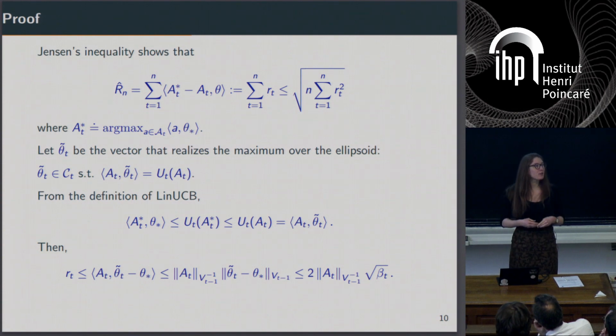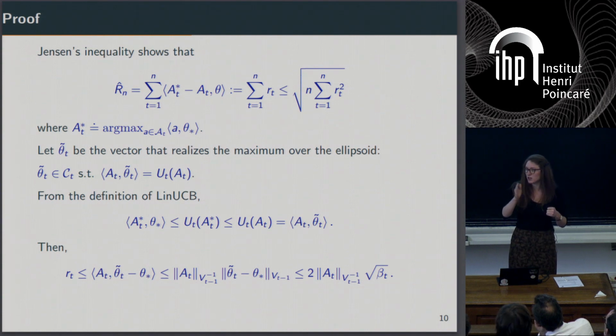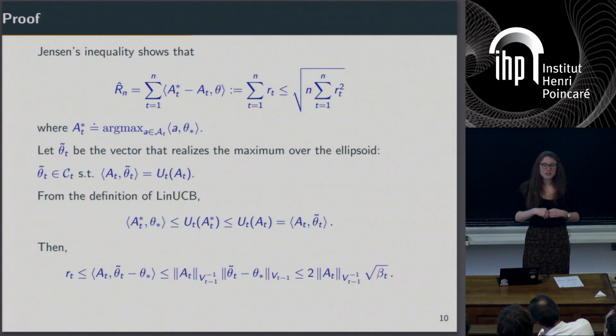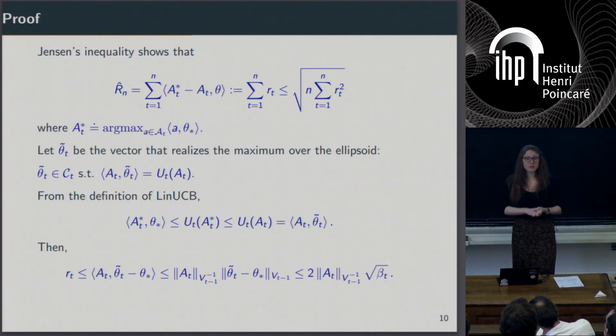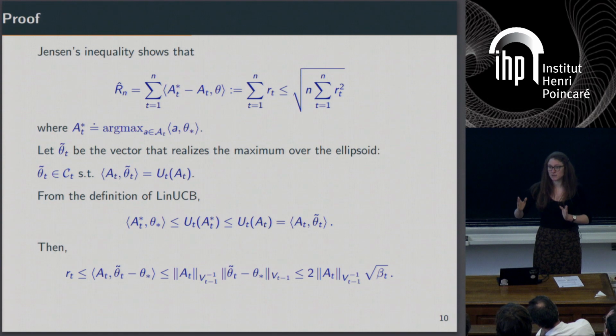First you want to rewrite the instantaneous regret r_t in a more usable fashion. So the first step is to define this theta tilde vector, which is the one that realizes the maximum in the optimization problem that defines the action. So you have this theta tilde. And now, using the definition of UCB, I am going to bound A star, the optimal action, scalar theta star. The first step is to say A star scalar theta star is bounded by its UCB. That's by definition of the confidence interval, so with high probability it is true.